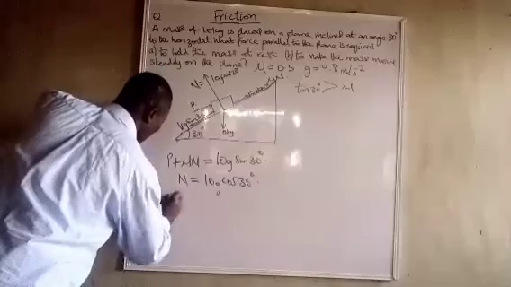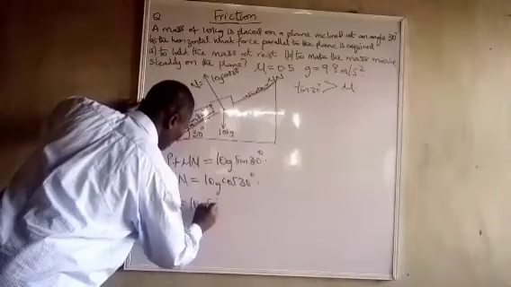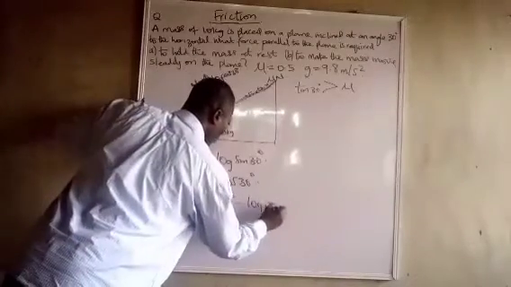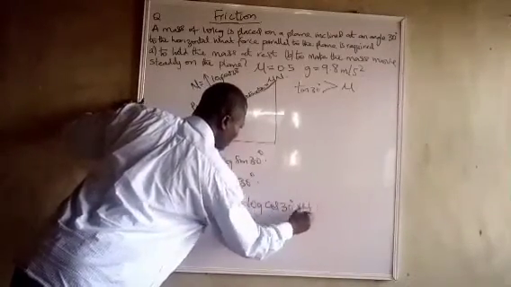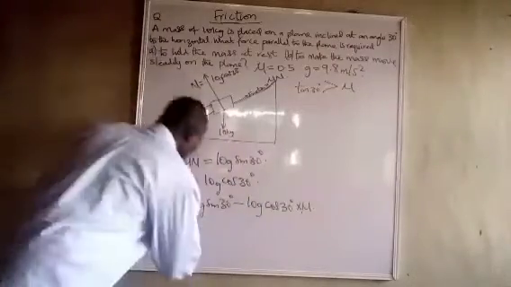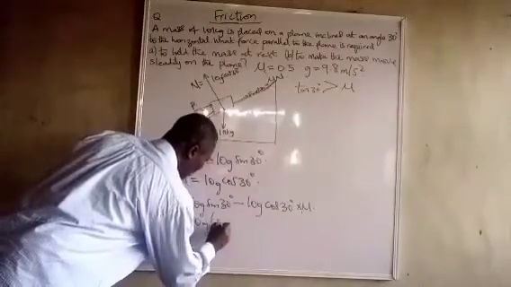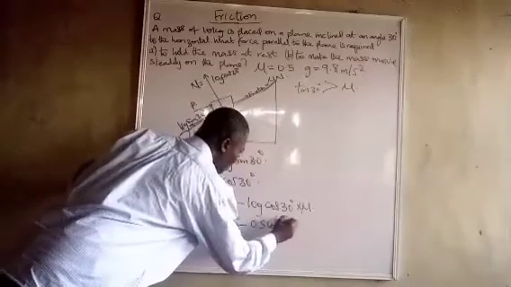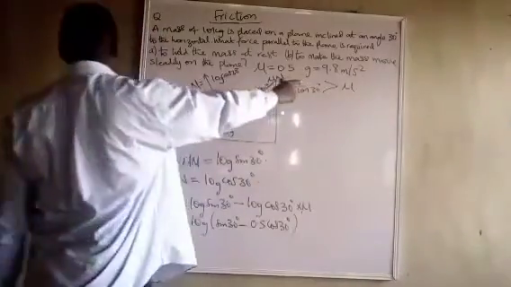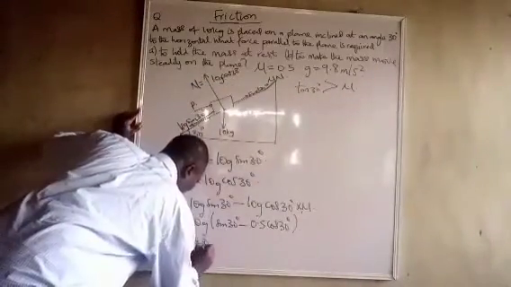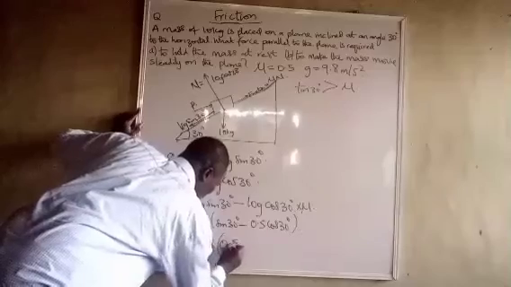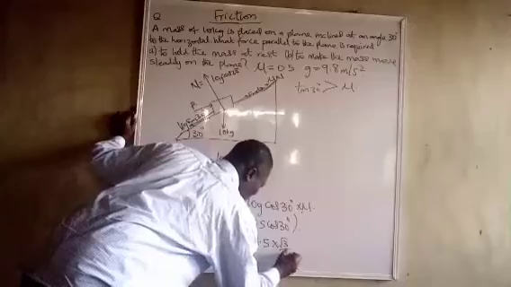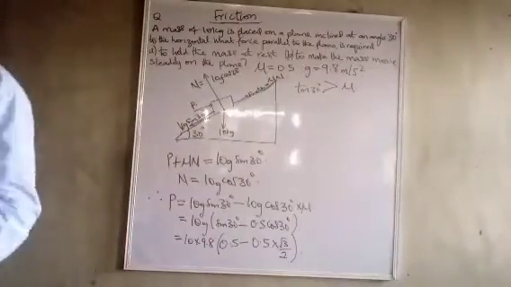Therefore, P will be equal to 10g sine 30 degrees minus 10g cos 30 degrees times mu. That is the coefficient of friction, which is 10g into sine 30 degrees minus 0.5 cos 30 degrees. You know that g is 9.8. 10 times 9.8 into 0.5 minus 0.5 times root 3 over 2. So I don't need to break it further. Let's work it out straight.